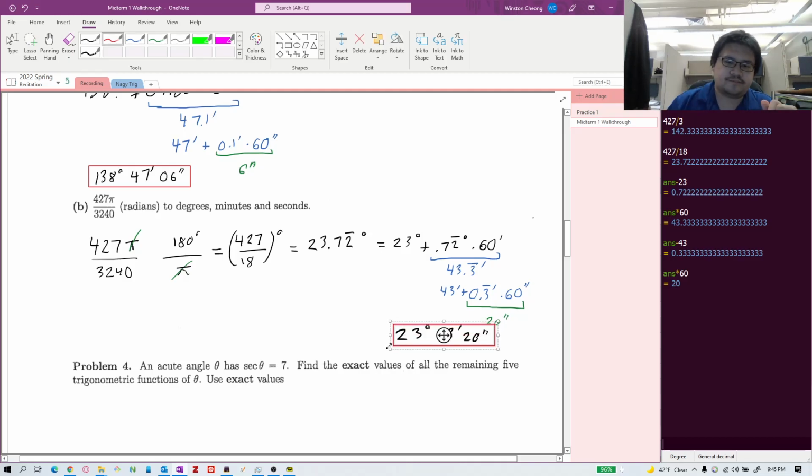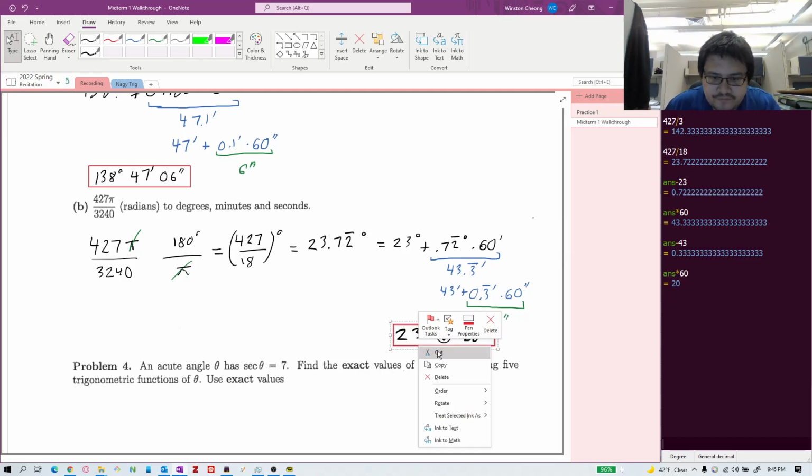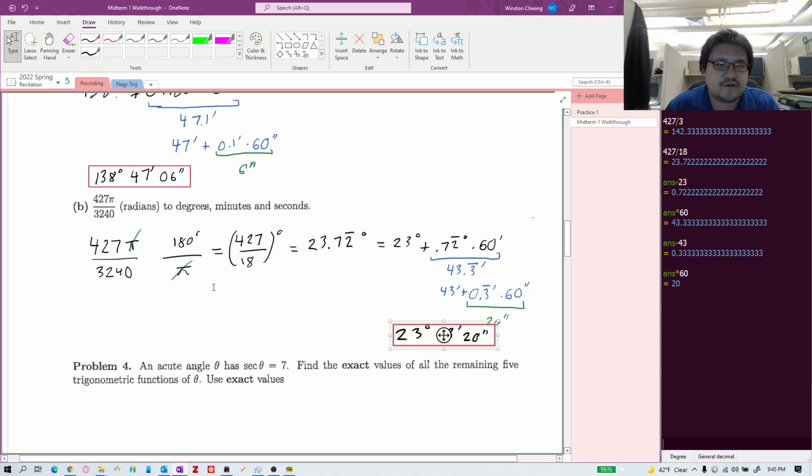Oops. I can try to fix this. I don't want it to snap to grid. I have no idea how to fix that. Oh well.